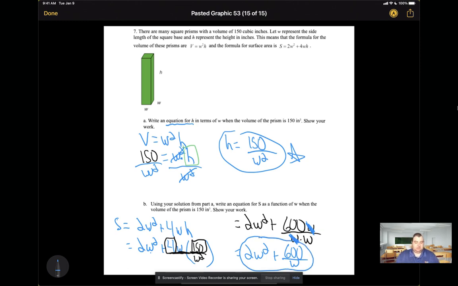Write an equation for S as a function of W when the volume of the prism is 150. All right, the equation is 2W squared plus 600 over W.